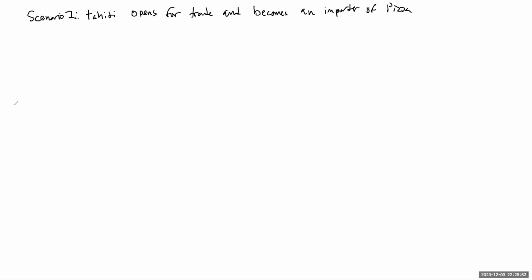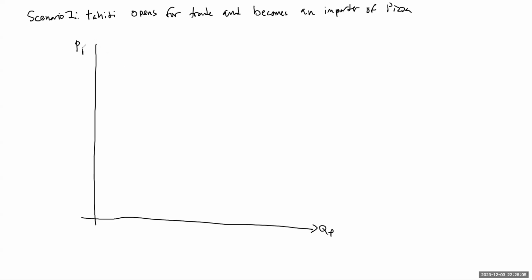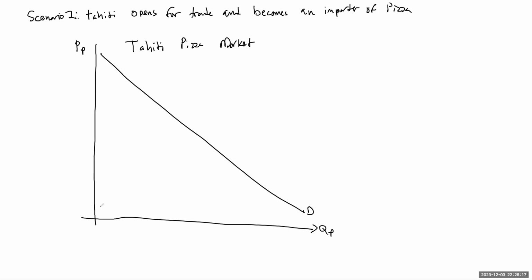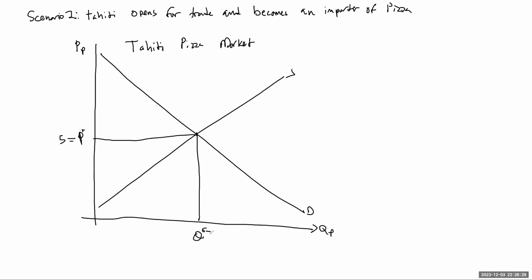Okay, so in this scenario, Tahiti opens up for trade and becomes an importer of pizza. So let's see how that happens. It's quantity of pizza, price of pizza, Tahiti pizza market. Here's demand. Here's supply. Here's happy-go-lucky equilibrium domestically. P star, we'll say that's $5 a slice. Q star, which is, I don't know, 100 slices. And that's the Tahiti market without trade.